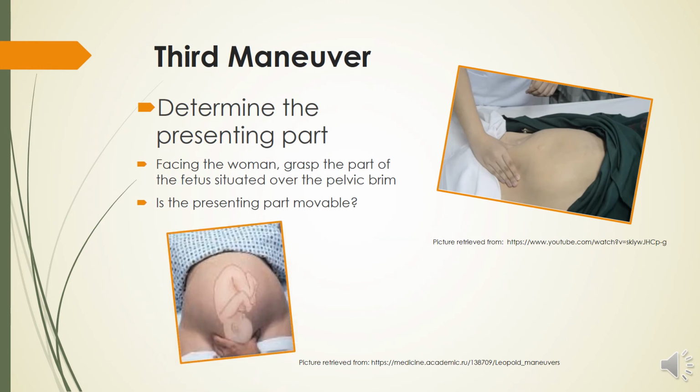While doing the third maneuver, we want to determine the presenting part. Facing the woman, grasp the part of the fetus situated over the pelvic brim. Determine if what you are feeling is the fetal head. This maneuver should confirm what was felt with the two previous maneuvers.